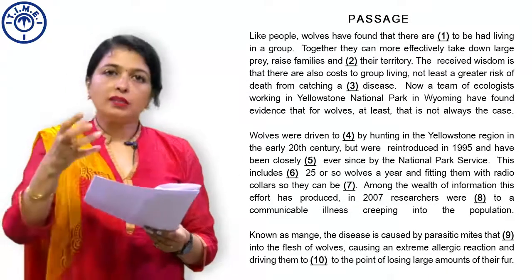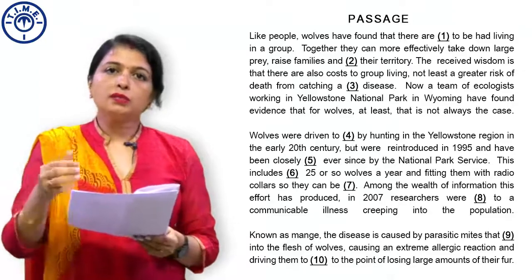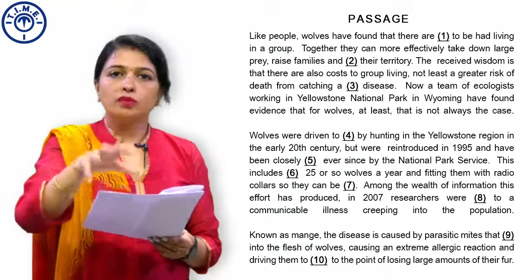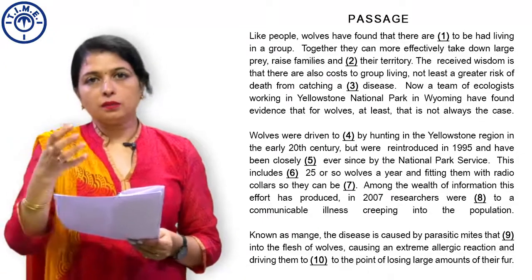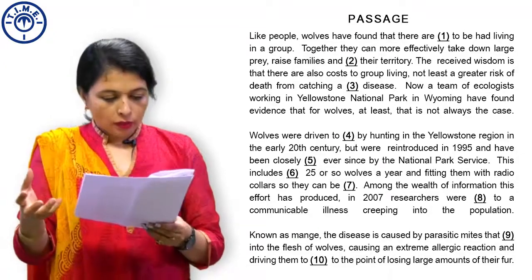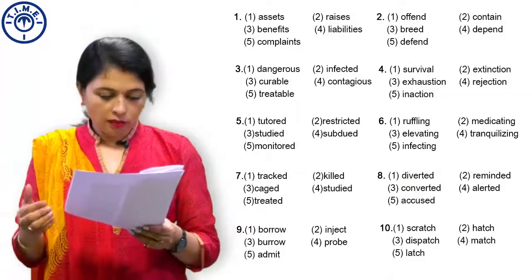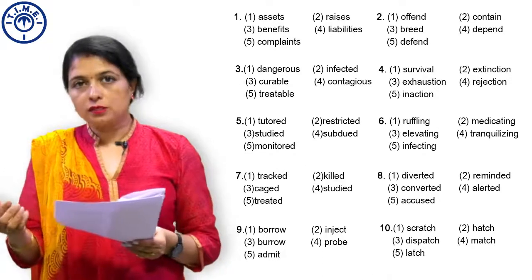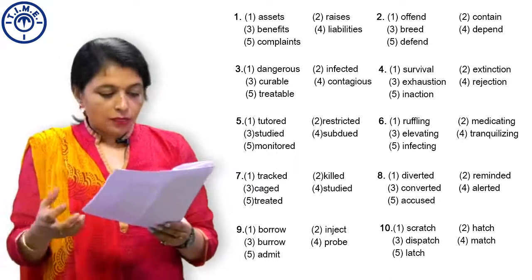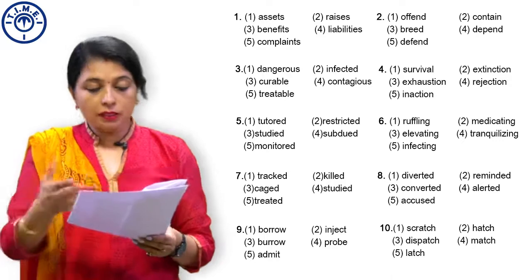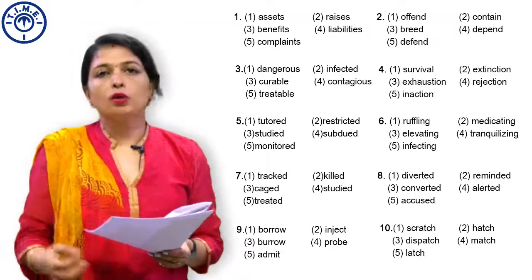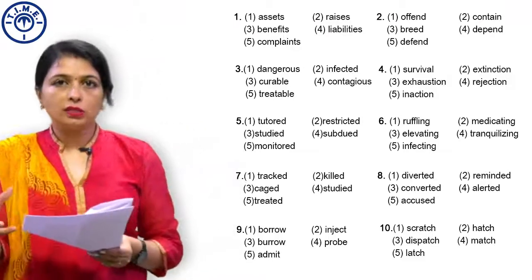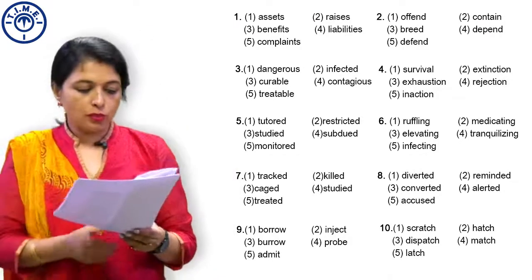Now, after fitting them with radio collars, it would be easy to keep track of them or observe them so that they can be studied properly and watched over. The best word over here: killed is out because killed is negative. Caged, it is not necessary for them to be caged. Studied, of course, but in the context studied is not suitable, and treated, they are not ill or infected and therefore need not be treated. The best word is tracked.